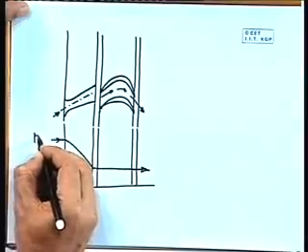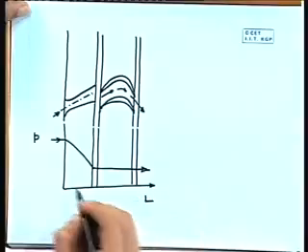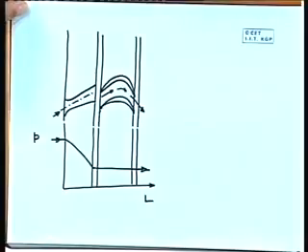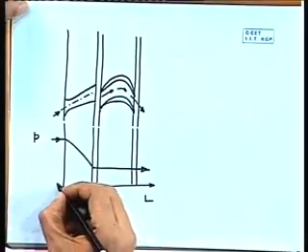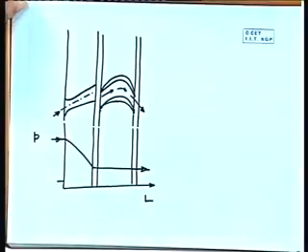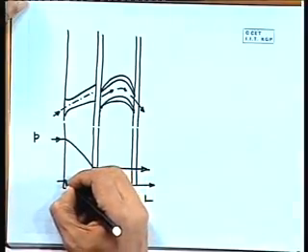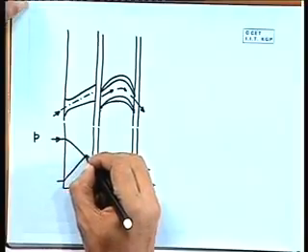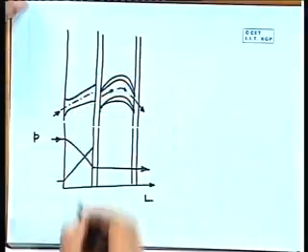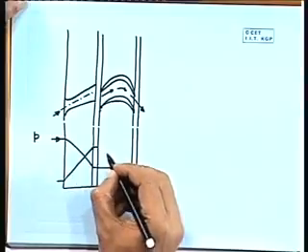So, if I call this P, and this is the length direction L, the pressure change can be represented like this. For velocity, when the steam is entering the nozzle, it will have a very low velocity. Then, when it is passing through this nozzle, gradually the velocity will increase. There is a small gap between the nozzle row and the blade row. Here the velocity will remain constant.